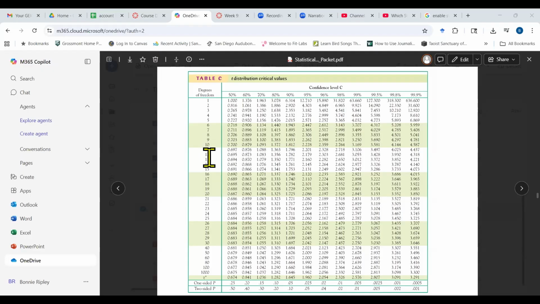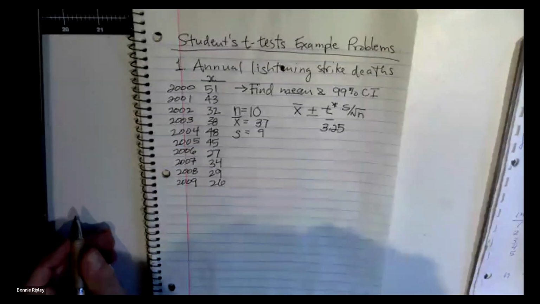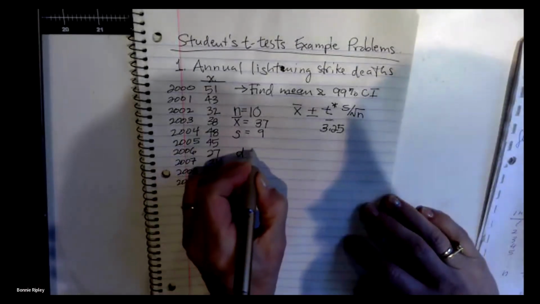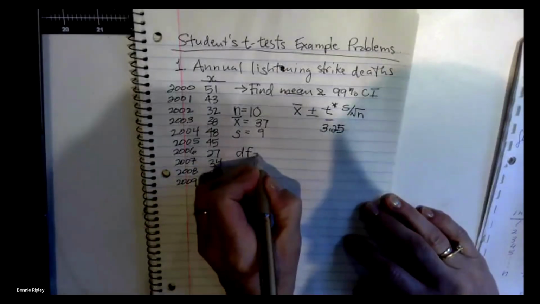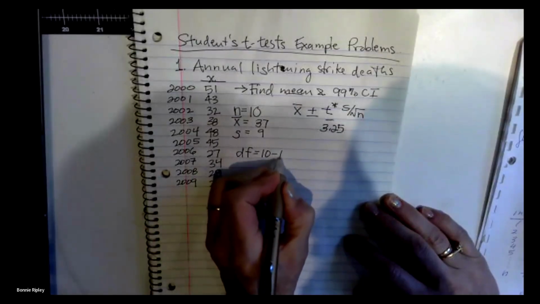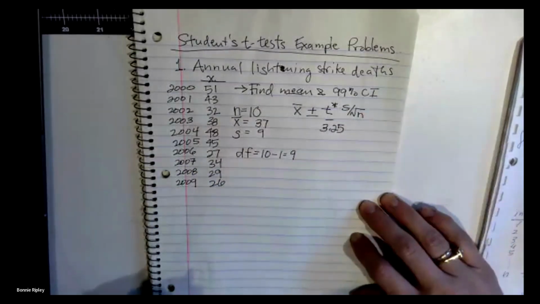I should have written that down before we started. But here's our 9. We're going to go across to our 99%, and that tells us our t star is 3.25. What I should have written down already was our degrees of freedom, and that's little n minus 1, so 10 minus 1 equals 9.